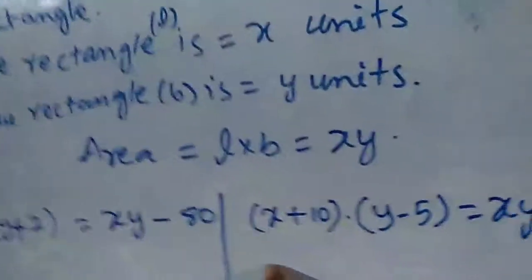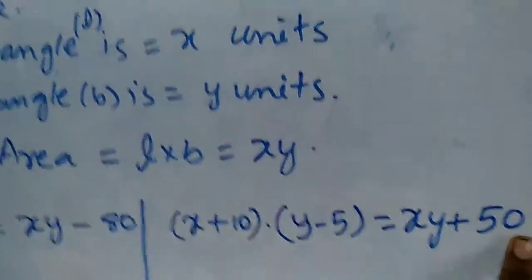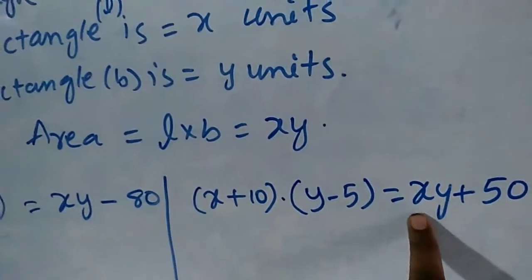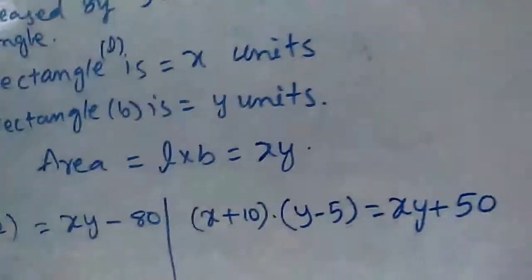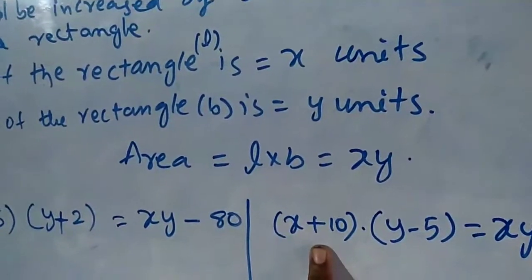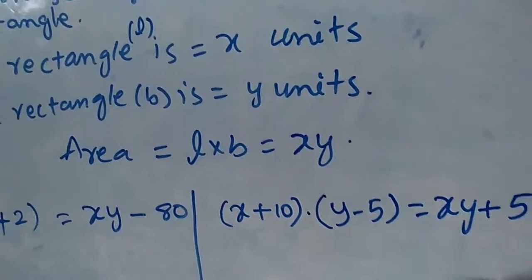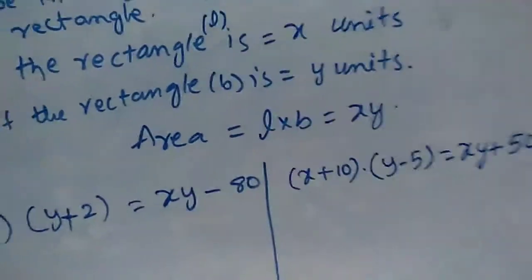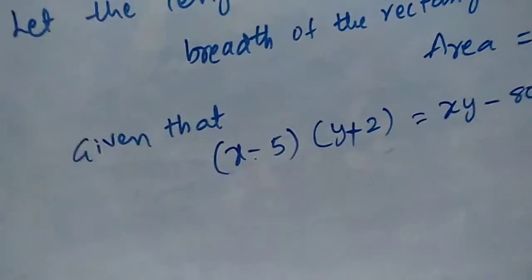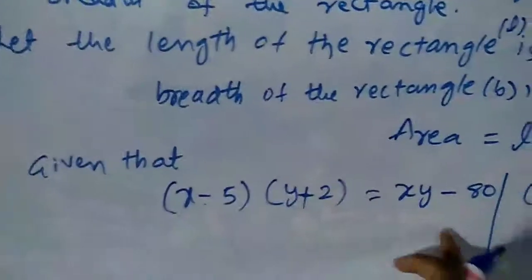Next, in the second condition, the area of the rectangle is increased by 50 square units. Okay, 50 square units, plus means increased by 50 square units, by applying length increased by 10 units, breadth decreased by 5 units. So multiplication. Okay, now I think your doubt will be clarified. Okay, next, solving. So now we are multiplying these equations.